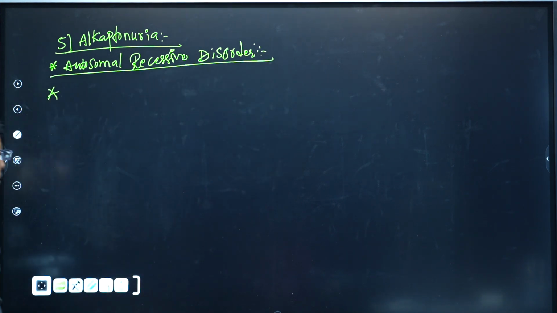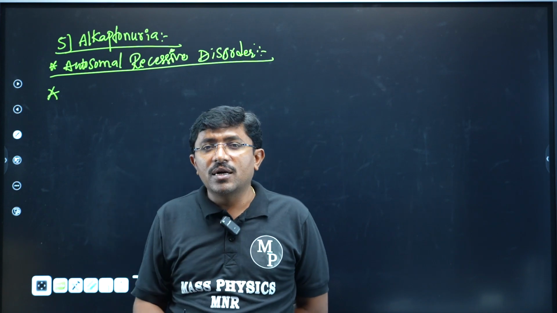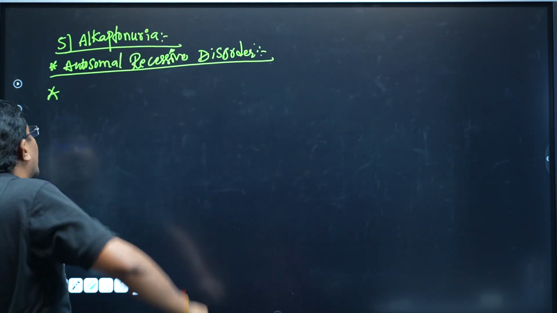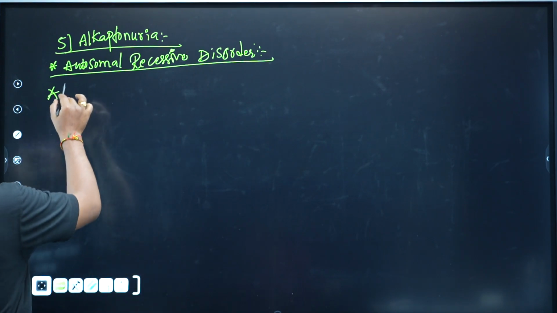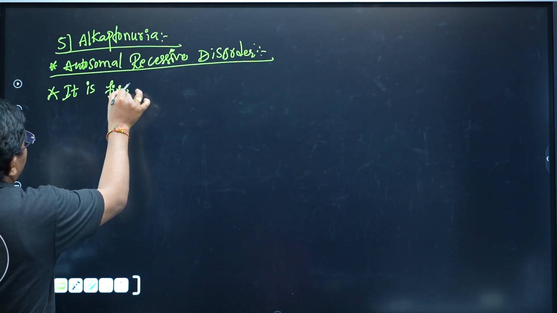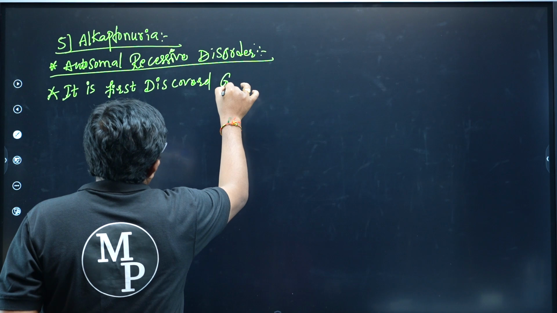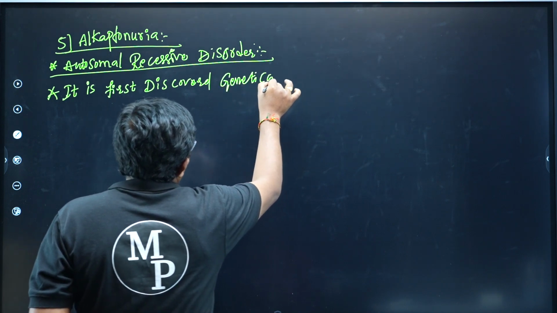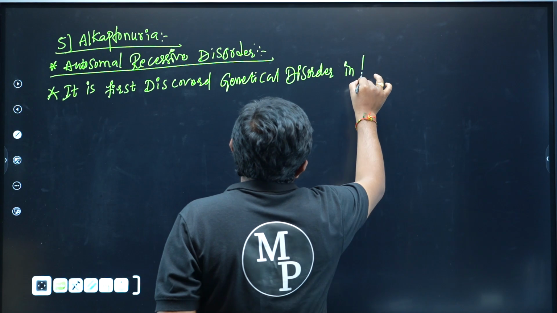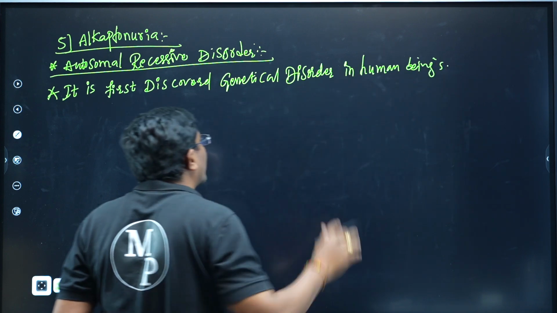And among the total genetical disorders, a very important point: among all the genetical disorders in human beings, the first identified genetical disorder is alkaptonuria. Okay, it is the first discovered genetical disorder in human beings. Very important.